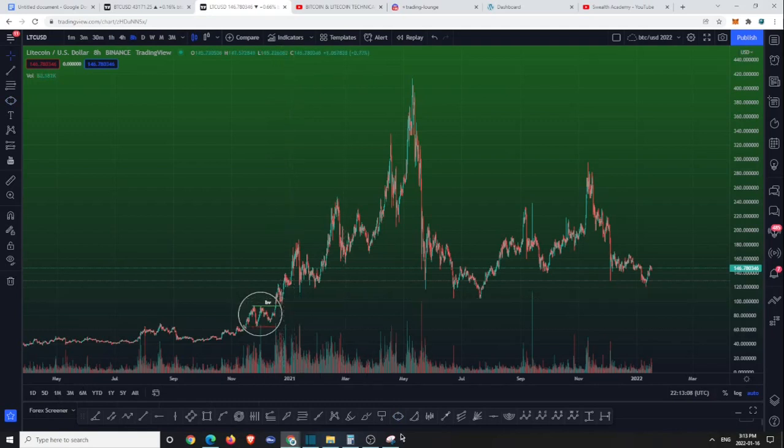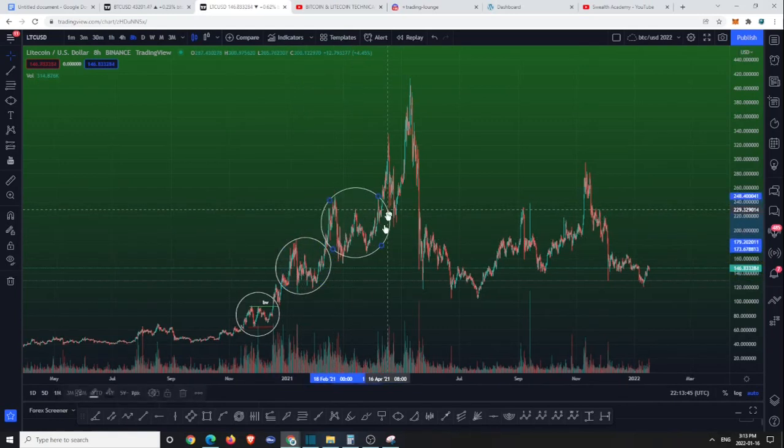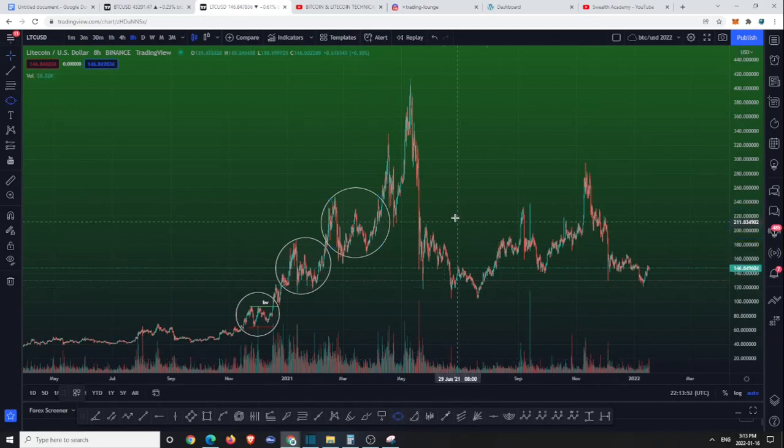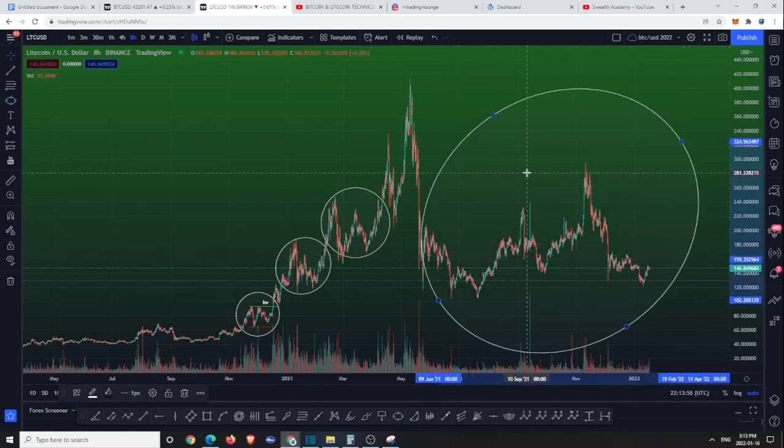This is our first fractal, which of course is on a smaller duration. We have our second fractal right over here. Let's make it just like that. And we have our third fractal right over here. And then we have our most recent fractal, which I know I covered in my previous videos, which in other words takes us to this fractal right over here.